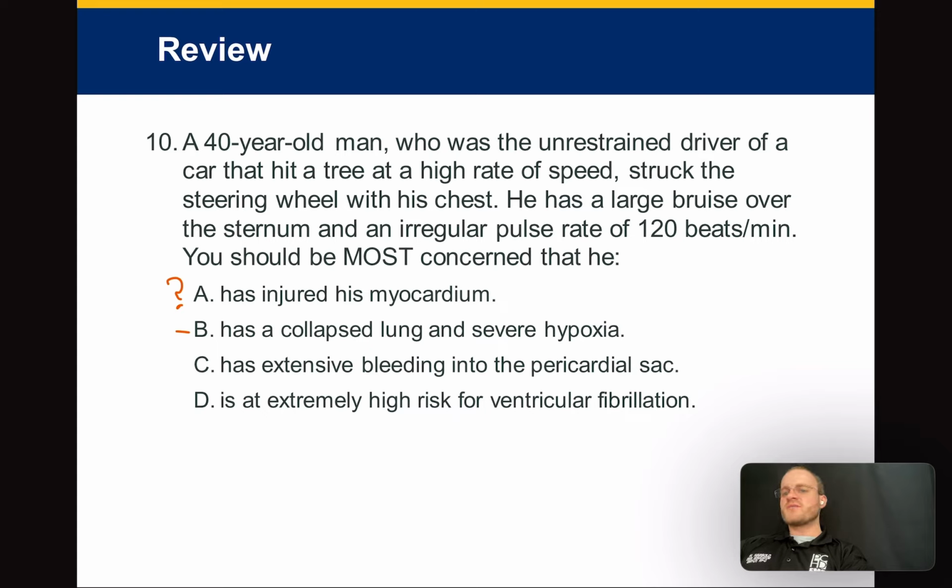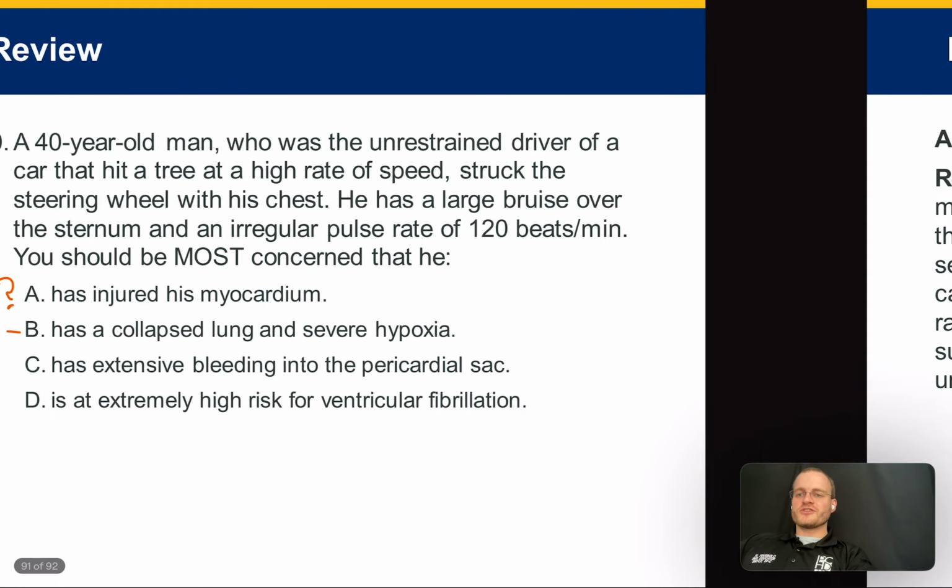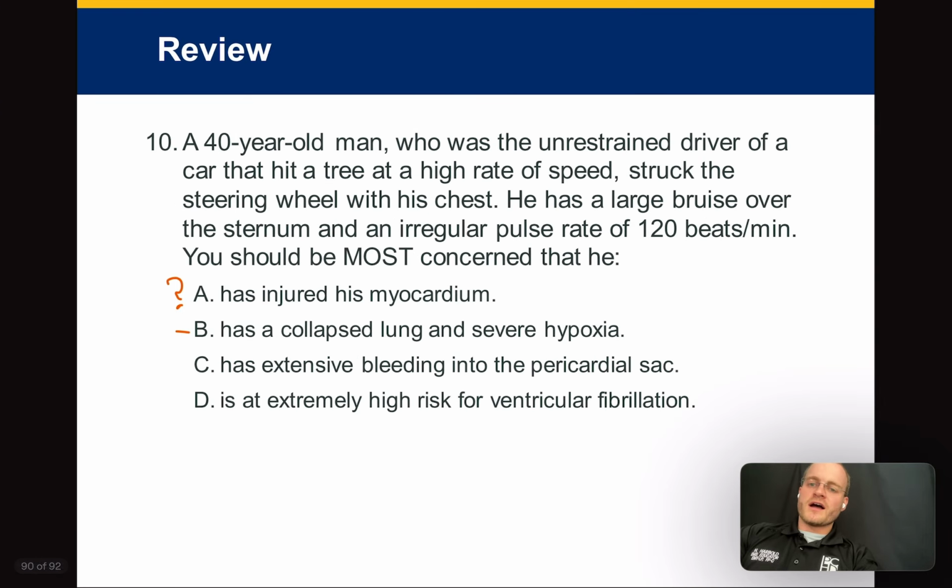I don't see the signs of Beck's triad here, like jugular venous distension or narrowing pulse pressures, increased heart rate. I don't see that, so I'm going to say no, but it is a possibility. Well, actually, I should have looked at these, right? Yeah, I had it right. This is a possibility, but again, not great. Is it extremely high risk for ventricular fibrillation? Again, a possibility, but not entirely correct.